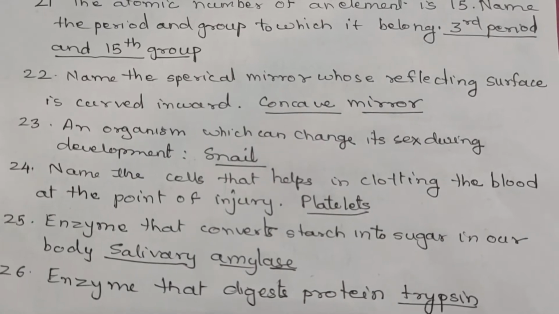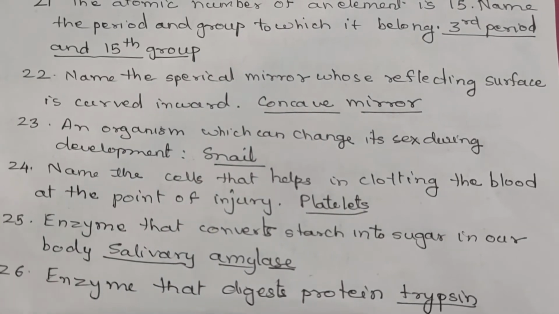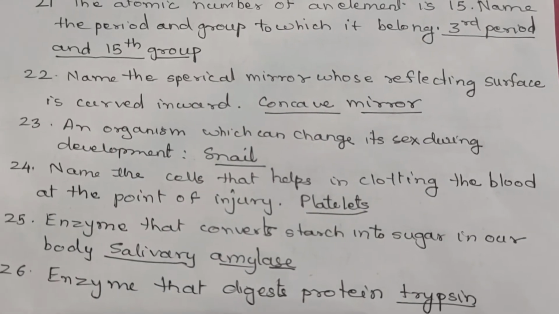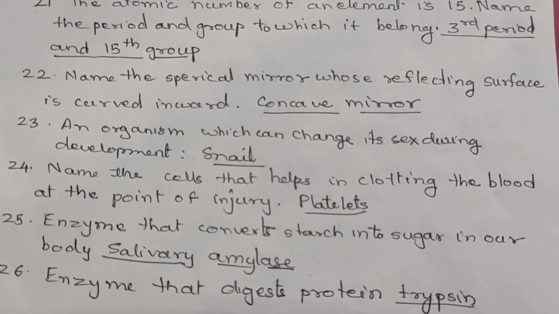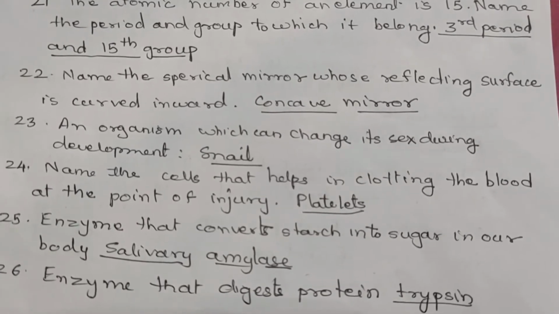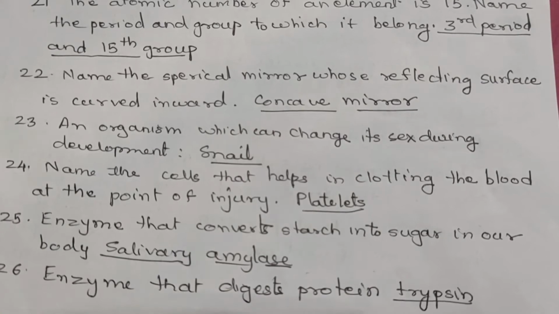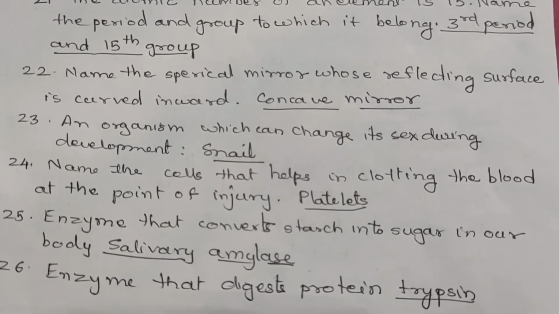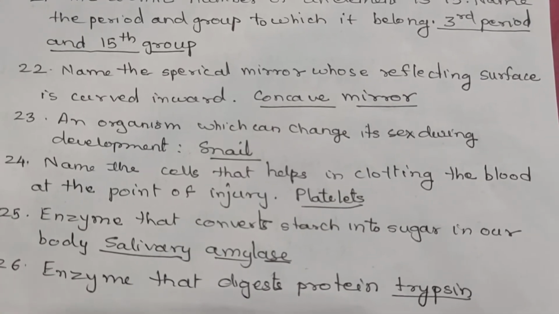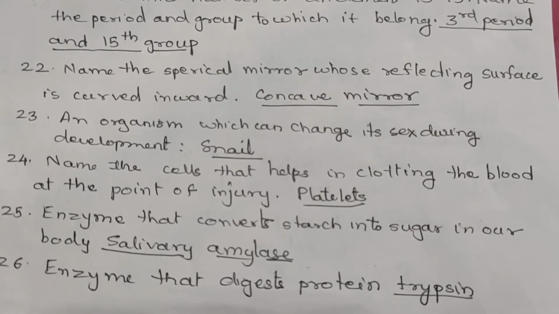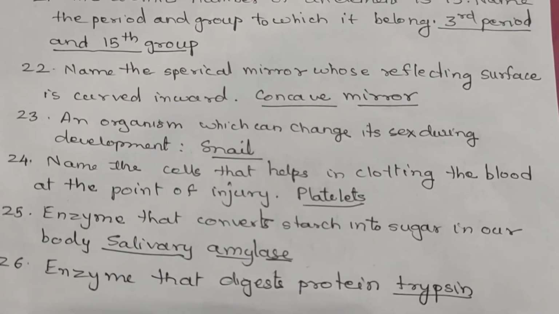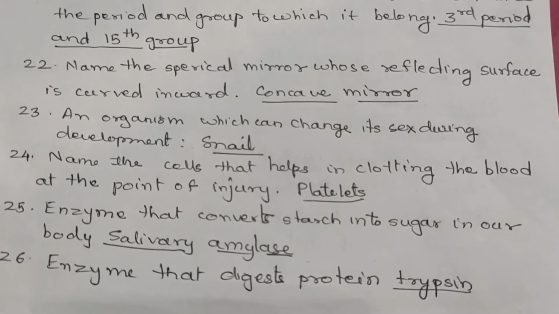Name the spherical mirror whose reflecting surface is curved inward. It is a concave mirror. An organism which can change its sex during development: snail. Name the cells that help in clotting of the blood at the point of injury. The platelets help the clotting.